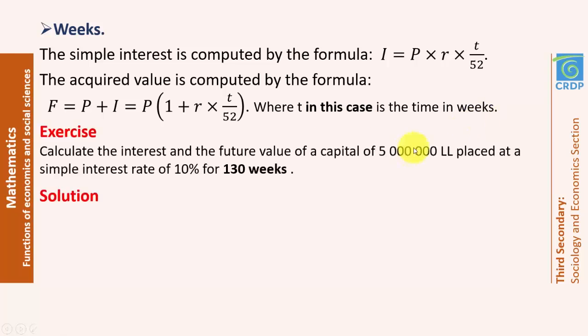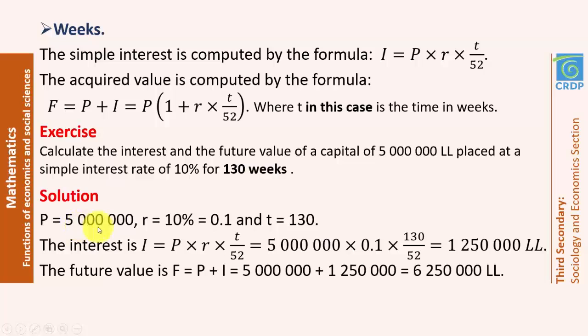As an exercise, calculate the interest and the future value of a capital of 5 million Lebanese liras placed at a simple interest rate of 10% for 130 weeks. The solution is P is 5 million, R is 10%, which is 0.1, and T is 130, which corresponds to weeks in this case. And the interest is I equal P times R times T over 52. Using this formula, we just replace T by its value in weeks. And the answer is 1,250,000 Lebanese liras.